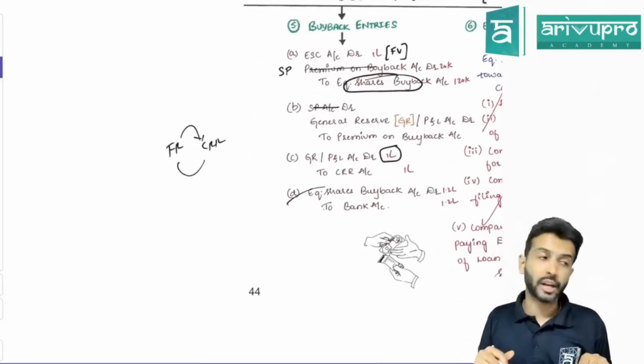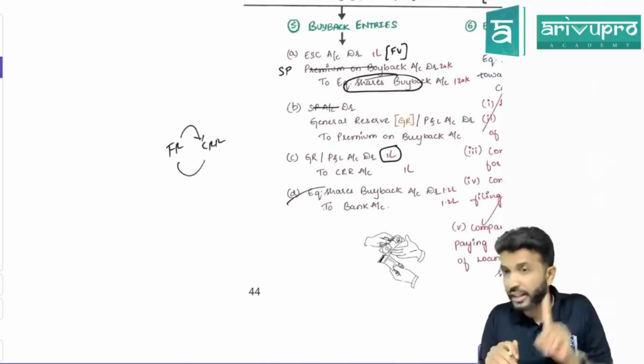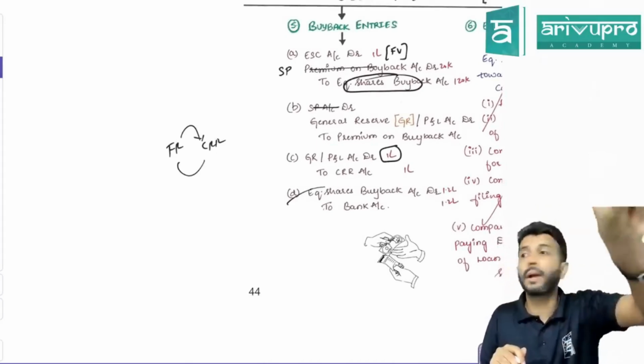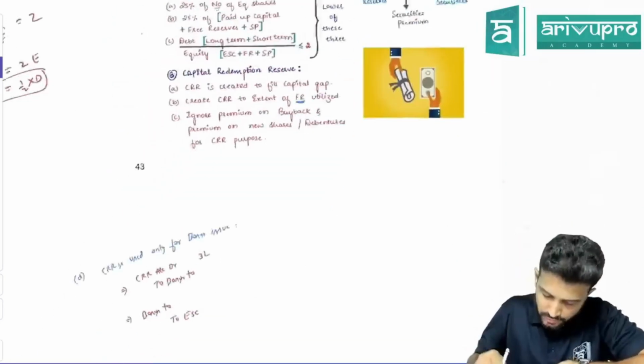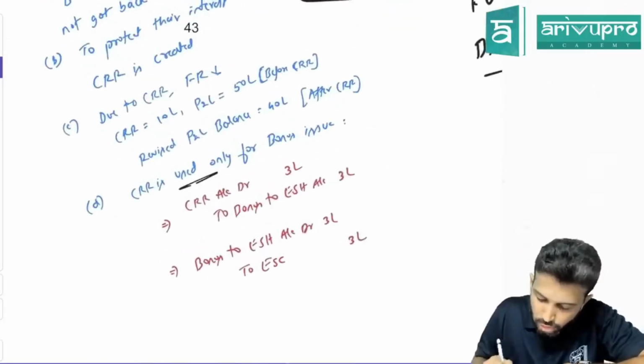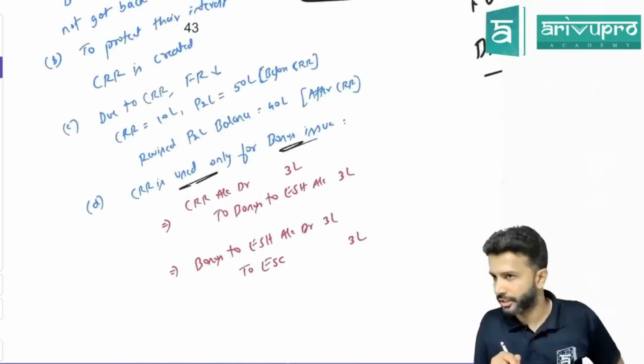Sir, what is the use of CRR, sir? Sir, CRR if you have, it can be used only for one and only one purpose, which is what, sir? To issue bonus shares. I think that also brought in somewhere here. Okay. CRR can be used only for one purpose, that is to issue bonus shares.